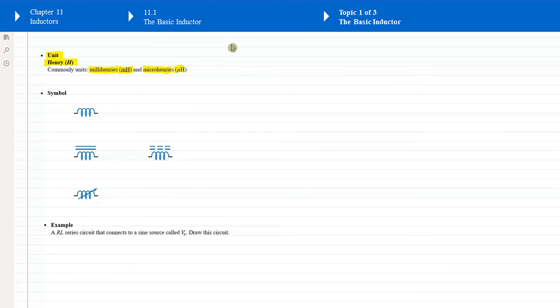The schematic symbol for an inductor is this. This symbol is just the shape of a coil, and this is the symbol used to represent most inductors in a circuit. This symbol is for a fixed inductor. And then the next one is a symbol for an iron core inductor. The next symbol is for a ferrite inductor.